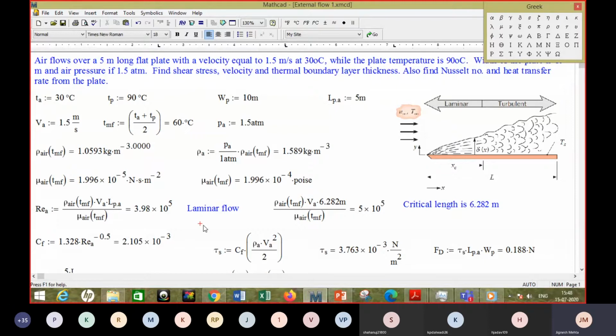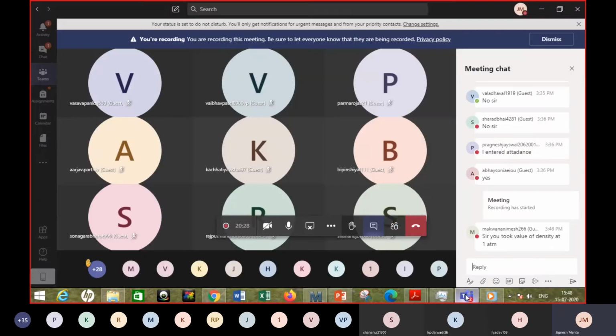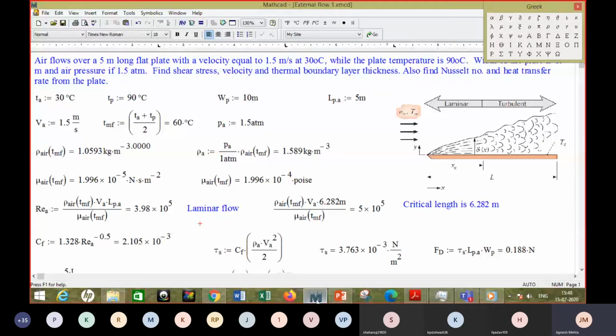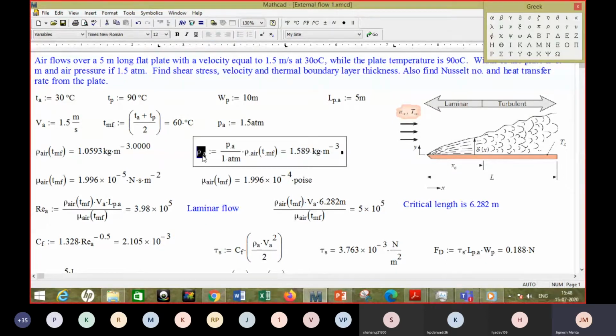So here I have found the Reynolds number and I'm getting 3.98 into 10 raised to 5. Okay, somebody has pointed out that I took density at 1.1 atmosphere rather than 1.5. So good, thanks for pointing that out. So I have to take this density. As I was telling, I may be making some mistakes.